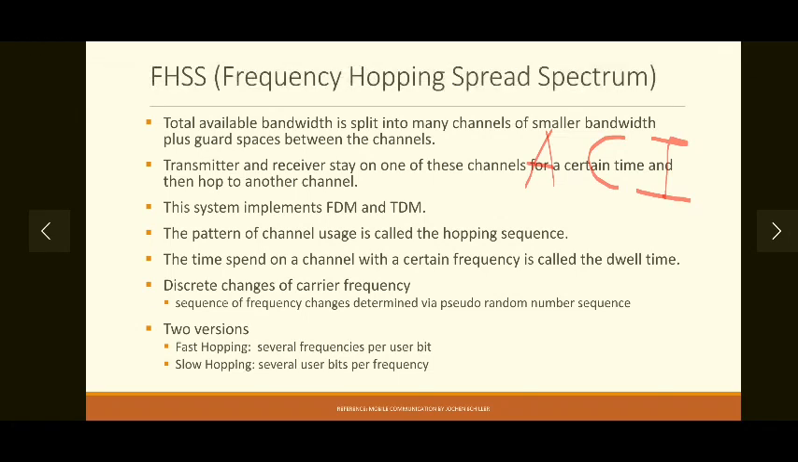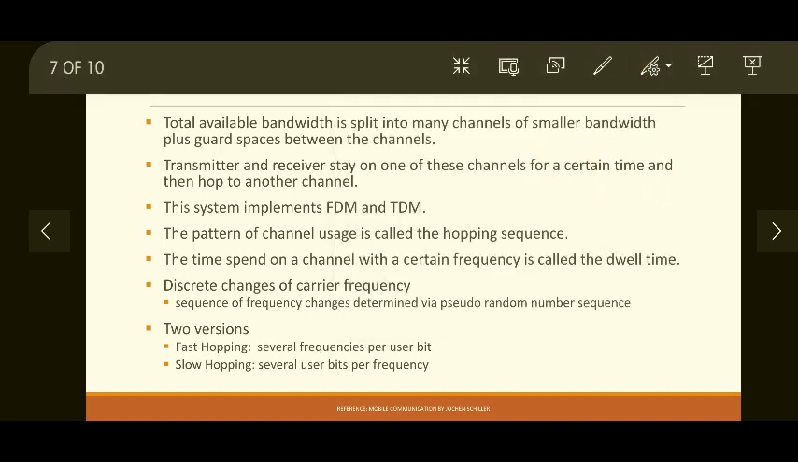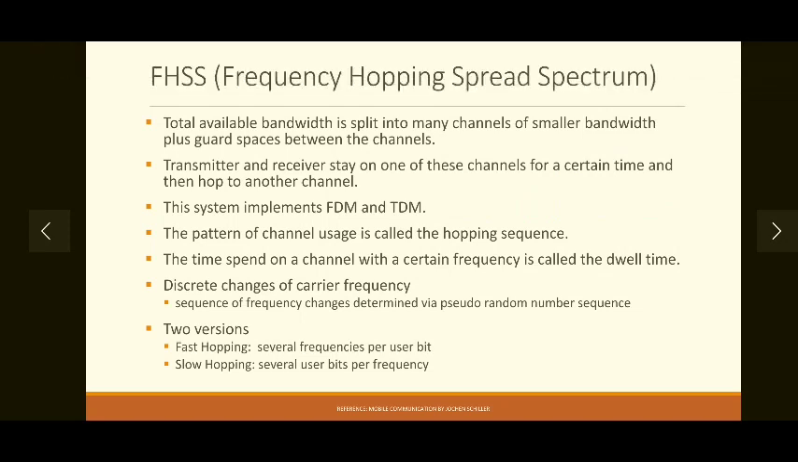Now transmitter and receiver stay on one of these smaller channels for a certain period of time and then hop or jump to another channel. Remember, we have divided entire bandwidth into small channels. So when we are going to transmit the user data, user bit will be remaining on one of these small channels for certain period of time, then it will be jumping to another small channel for another period of time, and so on. So in short, this system is implementing a combination of both FDM and TDM, that is frequency division multiplexing and time division multiplexing.